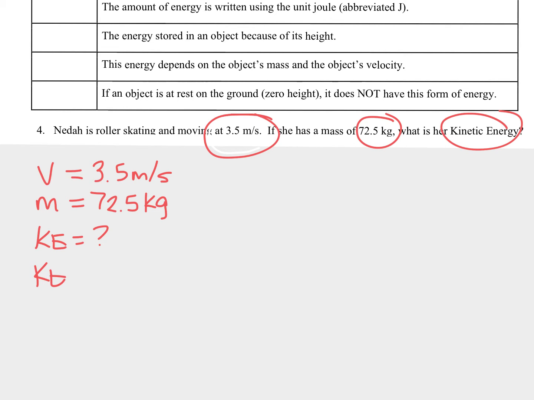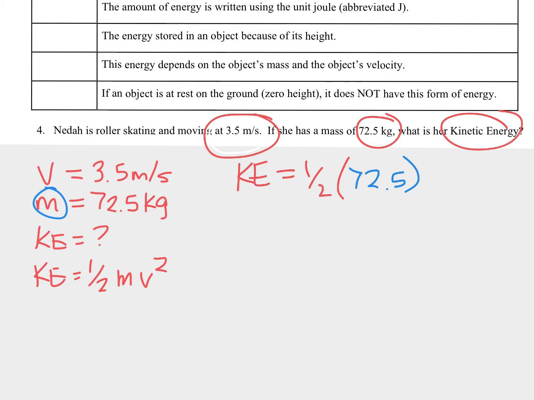Now we know from the top of our paper that the equation for kinetic energy is 1/2 times mass times velocity squared. So if we start plugging in for that, we don't know kinetic energy, we're going to want to solve for it. But we know 1/2, we know the mass, right? The mass is just 72.5 kilograms. And we also know the velocity. The velocity is 3.5 meters per second. And I'm going to square that. Now that I do that, I'm going to start figuring out my answer.